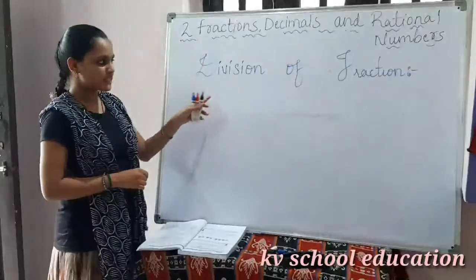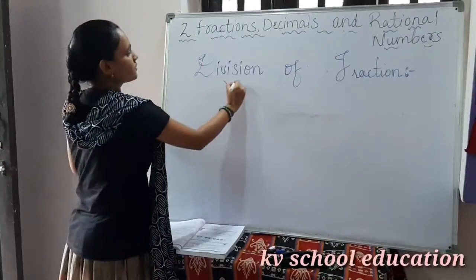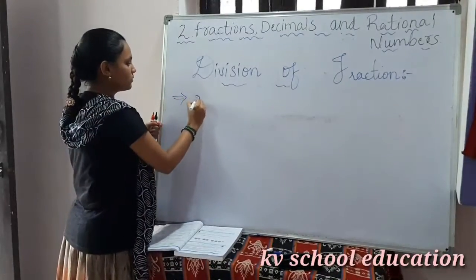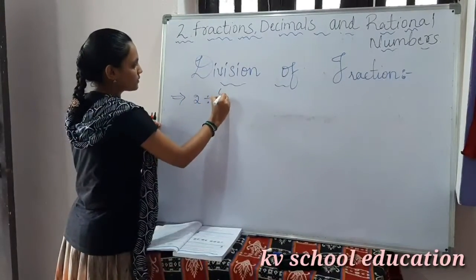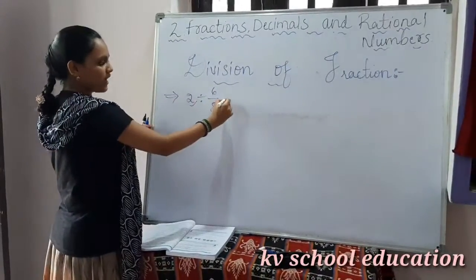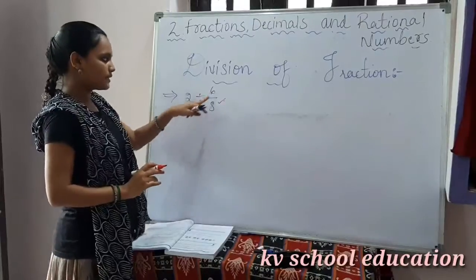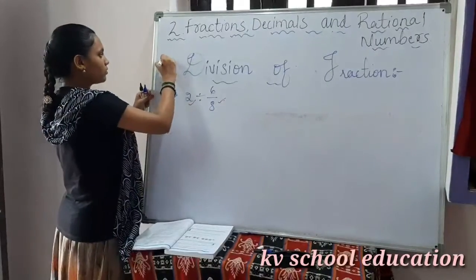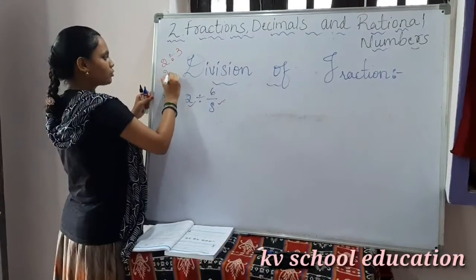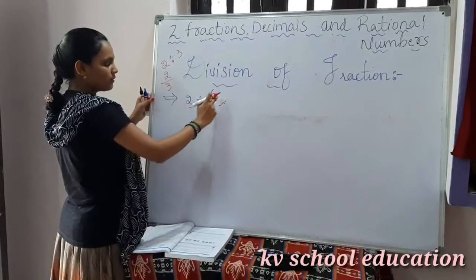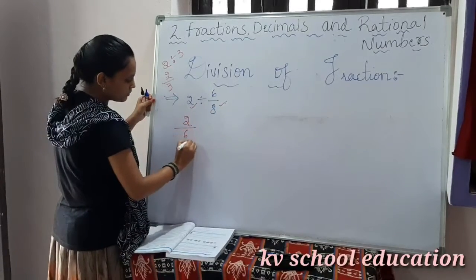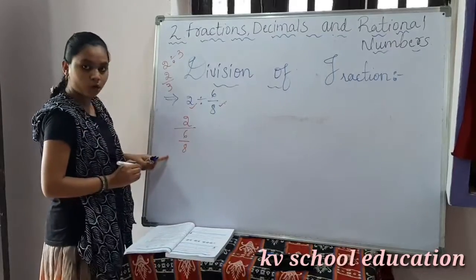So now next topic is division of a fraction. First we will take by whole number. Example, 2 divided by 6 by 8. So this is a whole number and this is a fraction. One example I will give, 2 divided by 3, we will write as 2 by 3. So here 2 divided by 6 by 8, we should write 2 by 6 by 8. So here very long process.